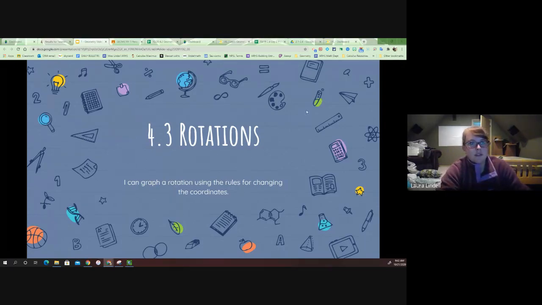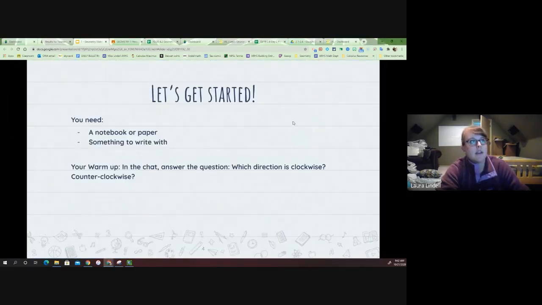Let's see. So in that case, in the chat, which direction is clockwise and which direction is counterclockwise? Like, which one would you turn to the right? Which one would you turn to the left? Because this is going to be important for us. So what do we remember about the directions clockwise and counterclockwise?